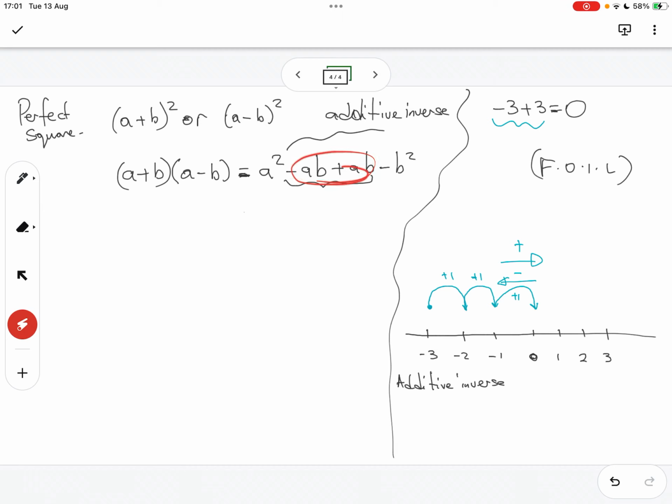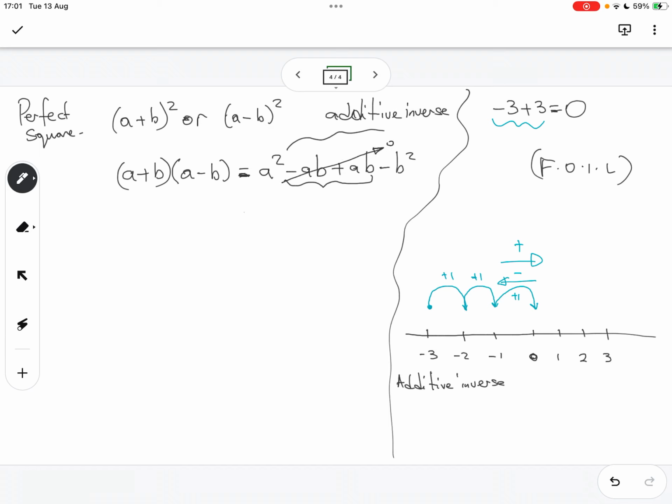So understanding this part is important, because when we understand it, then we'll be able to apply the difference of two squares. When we have a plus b in a bracket multiplied by a minus b in a bracket, we know that we will not have a middle term. It's simply because the terms in the middle, when we apply FOIL, are additive inverses and they result in 0.